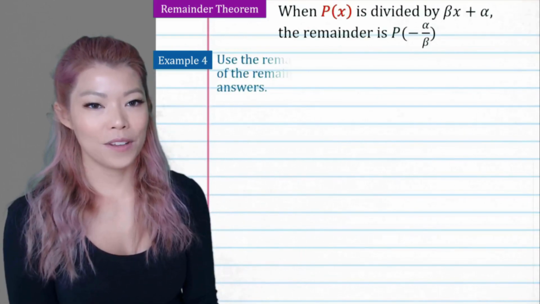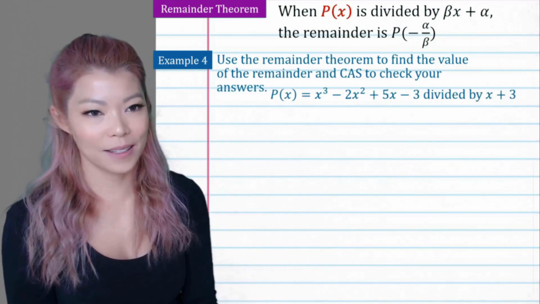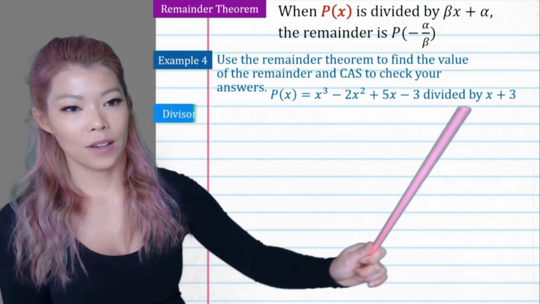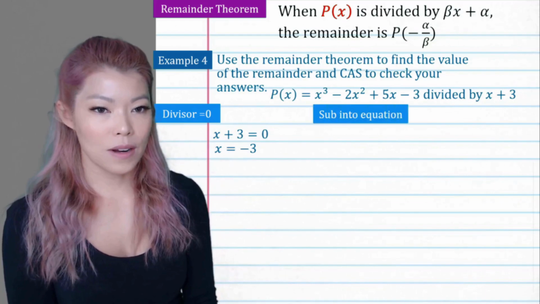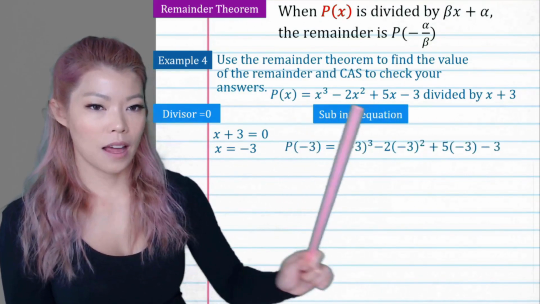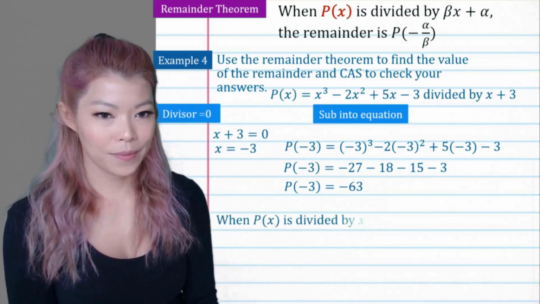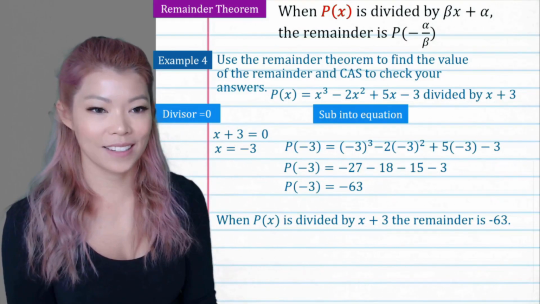One more, let's see if you can try it. Pause the video and give it a go and unpause to see the answers. So what is the number that you plugged in to find the remainder? So x plus 3, let it equal 0. The number that you plugged in was minus 3. So putting minus 3 in that equation would give us minus 63. And you can try using the CAS again to see if you're correct.